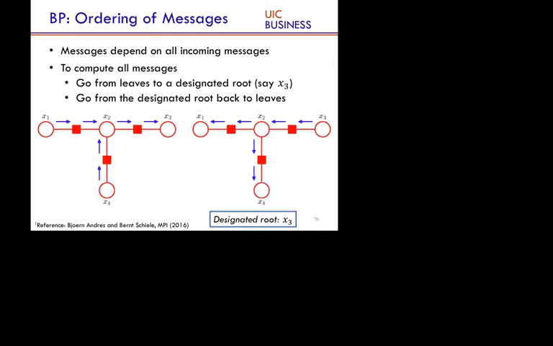But as I said, for trees, you just start from leaves, go to some designated root node, and then from that root node you backward pass the messages. For example, you can also take x2 to be the designated root node. You send messages this way once, and then you send back the messages from x2, right? But how do you compute the marginal?